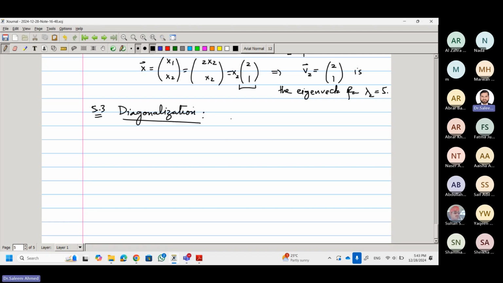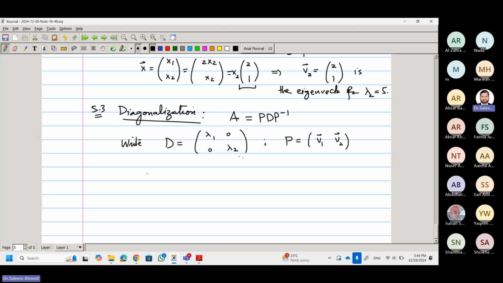Diagonalization is, if A is given, can we write A as PDP inverse? That is diagonalization, where D is a diagonal matrix. If you have eigenvectors and eigenvalues, you can write this D. Your D will be lambda 1, 0, 0, lambda 2, and continue if there are more eigenvalues. So eigenvalues on the diagonal, and your P matrix has eigenvectors as the columns.